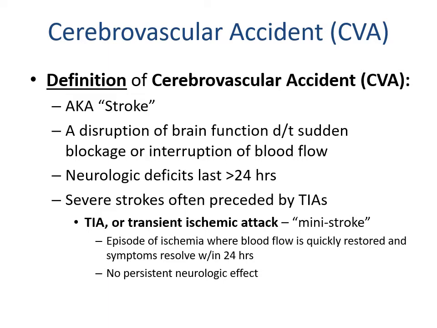Severe strokes are often preceded by TIAs. TIAs are transient ischemic attacks or mini strokes. Here we have an episode of ischemia where blood flow is quickly restored and symptoms resolve within 24 hours, so these have no persistent neurological effect. The other problem with TIAs is that they don't actually show up when we're doing brain scans. So we're really diagnosing them off of symptoms and what the patient describes. Otherwise, we don't know if they've been happening. Unless somebody's observed it or caught it happening, we don't really know what's going on with the TIAs.